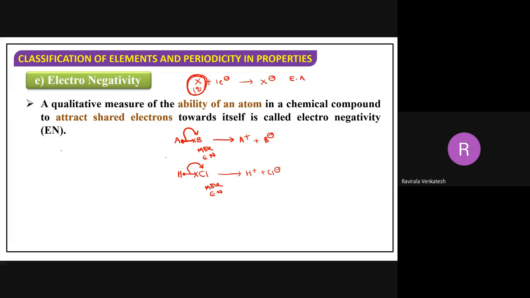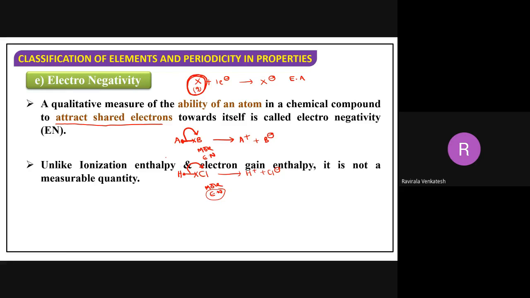The tendency to attract shared electrons towards itself is called what? Electronegativity. Very simple thing. See, chlorine has more tendency to attract the bonding electrons, the shared electrons, towards it. So it is electronegative. The electronegativity will be less for this one. So this is the thing, electronegativity.